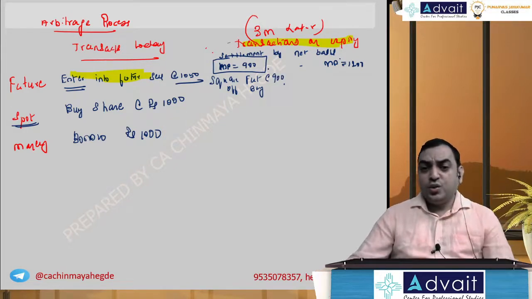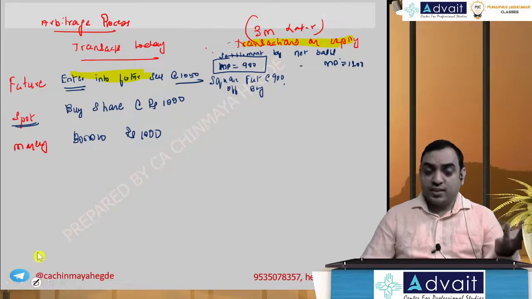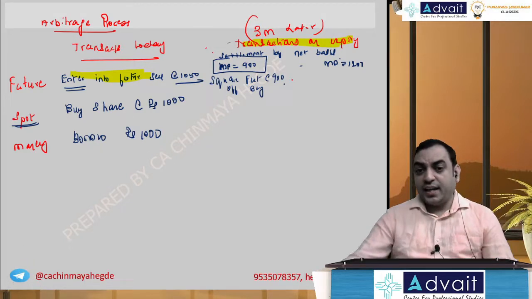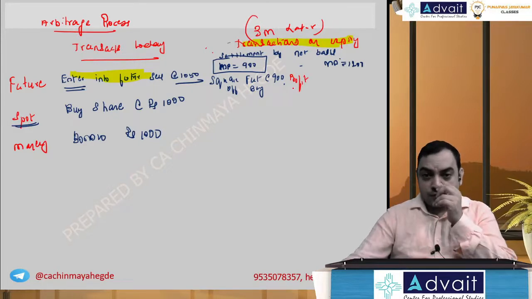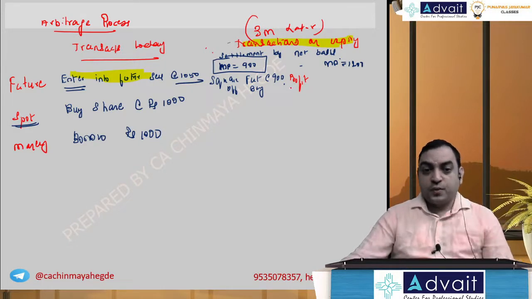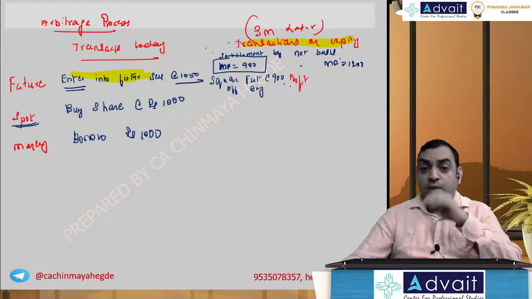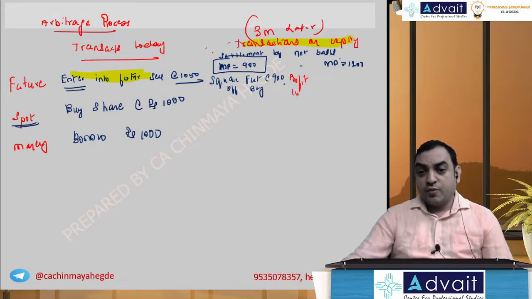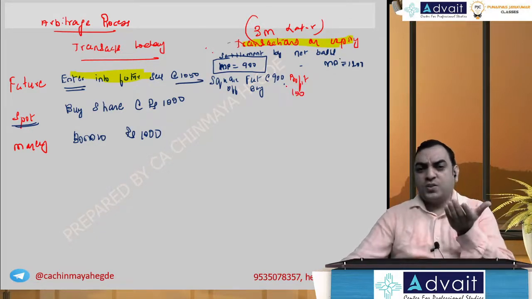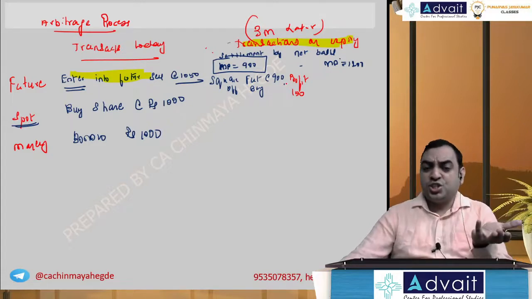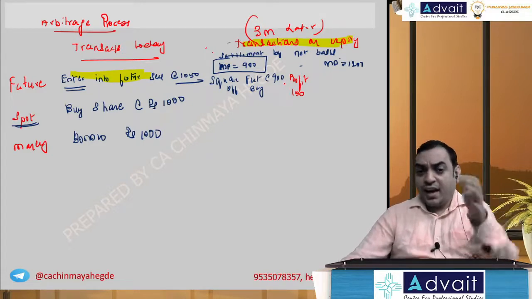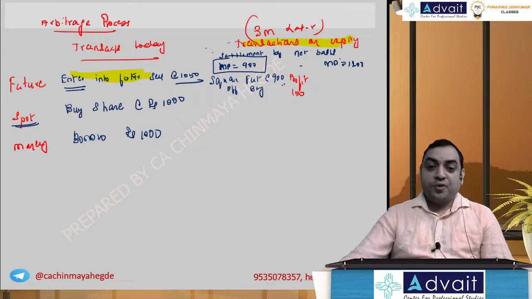So what do you get? You get profit, right? You sold at 1050, you bought at 900. So the difference, you will have a profit of 150 rupees. 1050 you sold, 900 you bought. So you have a profit of 150. Or you can also say you have taken a short position. Sell means short position, and you are buying at 900, so you make a profit.